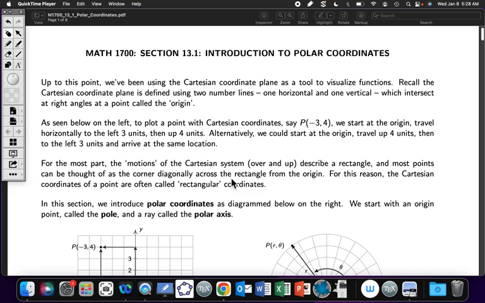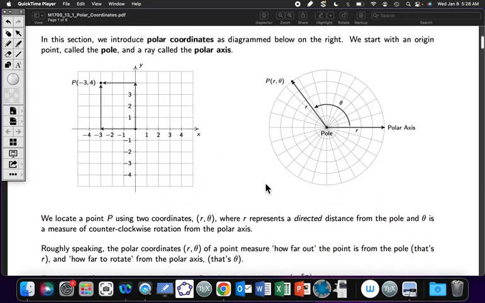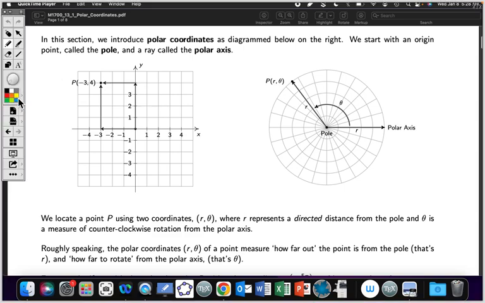Chapter 13, we're going to start talking about a different way to locate points in the plane. So the way we've been identifying points in the plane is with a pair of coordinates, x and y, which are called Cartesian coordinates or rectangular coordinates. So for example here, trying to locate this point P, how do we describe this point P in the plane?